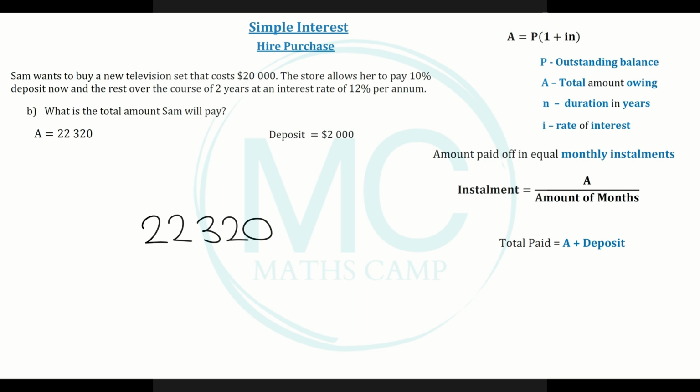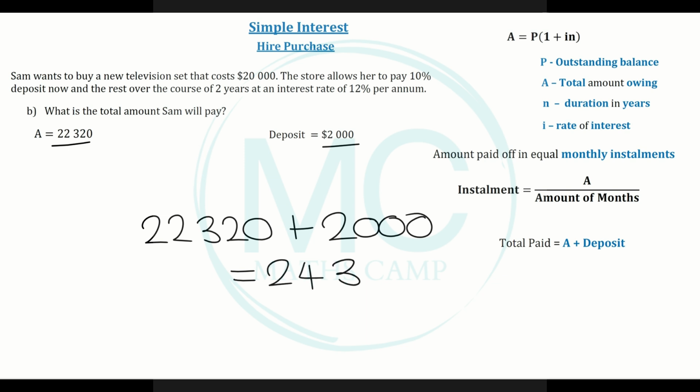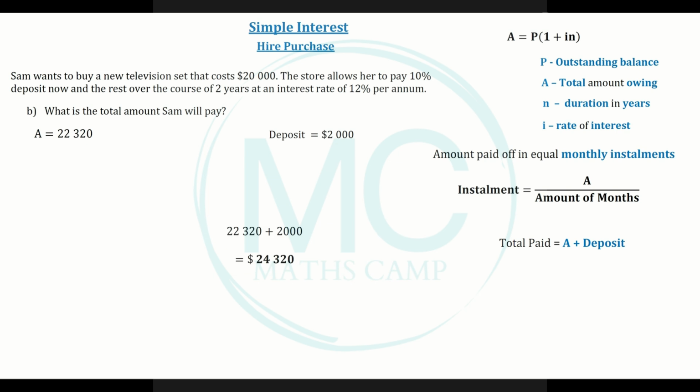22,320, our value of A, plus the deposit, $2,000, and we get an answer of $24,320. This is the total amount that Sam will pay for the television. Let's do another example.